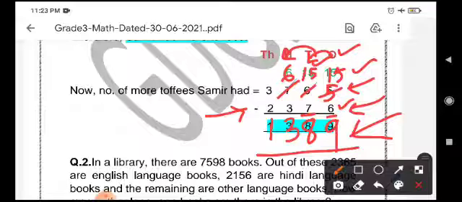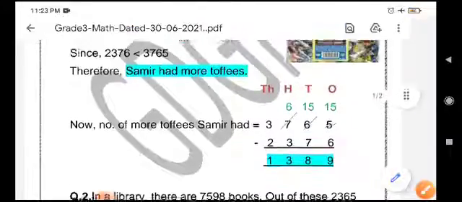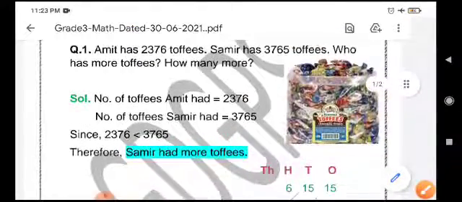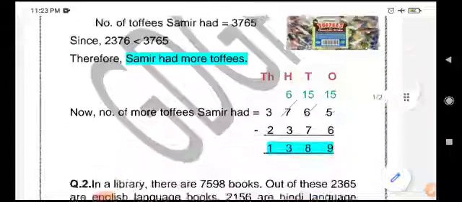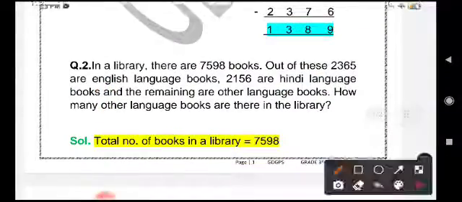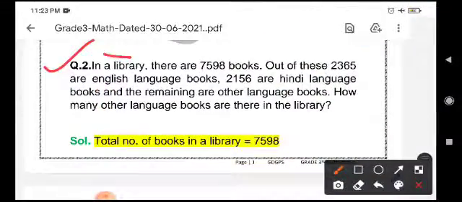This is your answer. This is your difference. So you have now got the idea how we solved who is having more and by how many more. For that we subtracted the two numbers. Now question 2 is, in a library there are 7598 books. Out of these, 2365 are English language books, 2156 are Hindi language books and the remaining are other language books. How many other language books are there in the library?